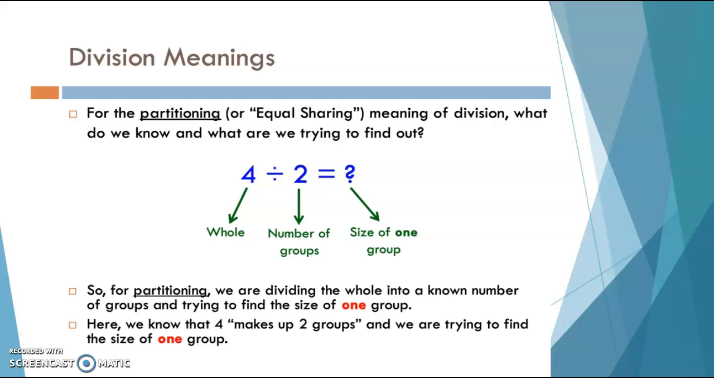Four is the whole, 2 is the number of groups. We're finding the size of one group. So for partitioning, again, we're dividing the whole into a known number of groups and trying to find the size of one group. Here we know that 4 makes up 2 groups, and we're trying to find the size of one group.